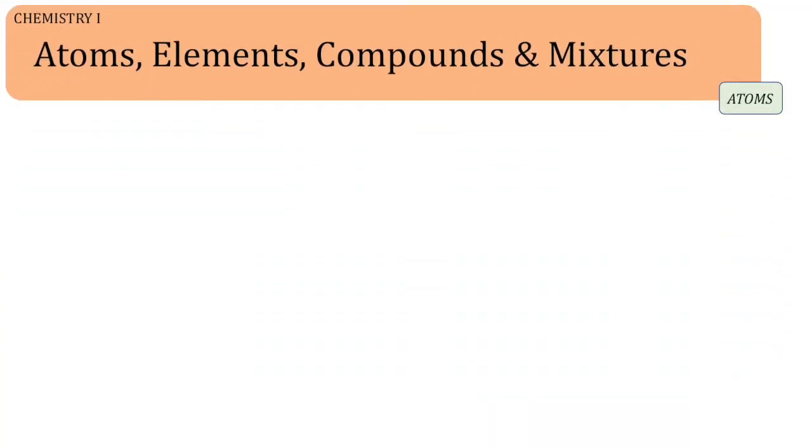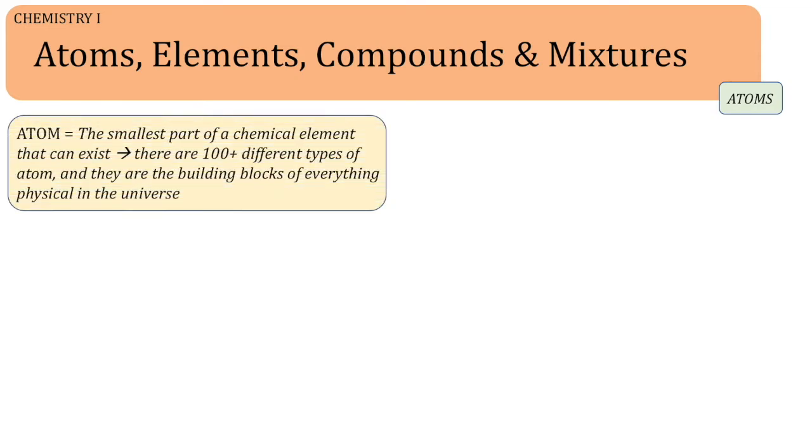In this video, we're looking at atoms, elements, compounds, and mixtures. We'll start off by focusing on the atom itself, commonly referred to as the building block of matter. Everything in the universe is made up of atoms, and there are over 100 different types of atom.